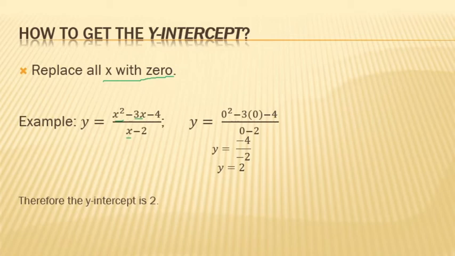Negative 3 times 0, 0 pa rin. X, yung x over 2, x minus 2. Palitan natin, 0 over negative 2. So, lahat lang na may variable, parang ganito lang yan.